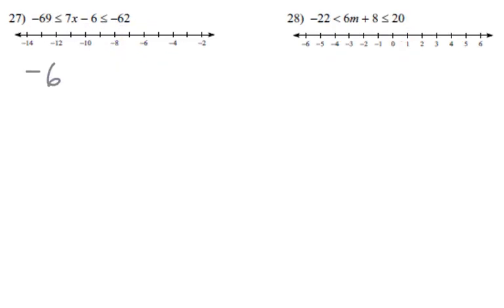So 27, negative 69 is less than or equal to 7x minus 6 is less than or equal to negative 62.